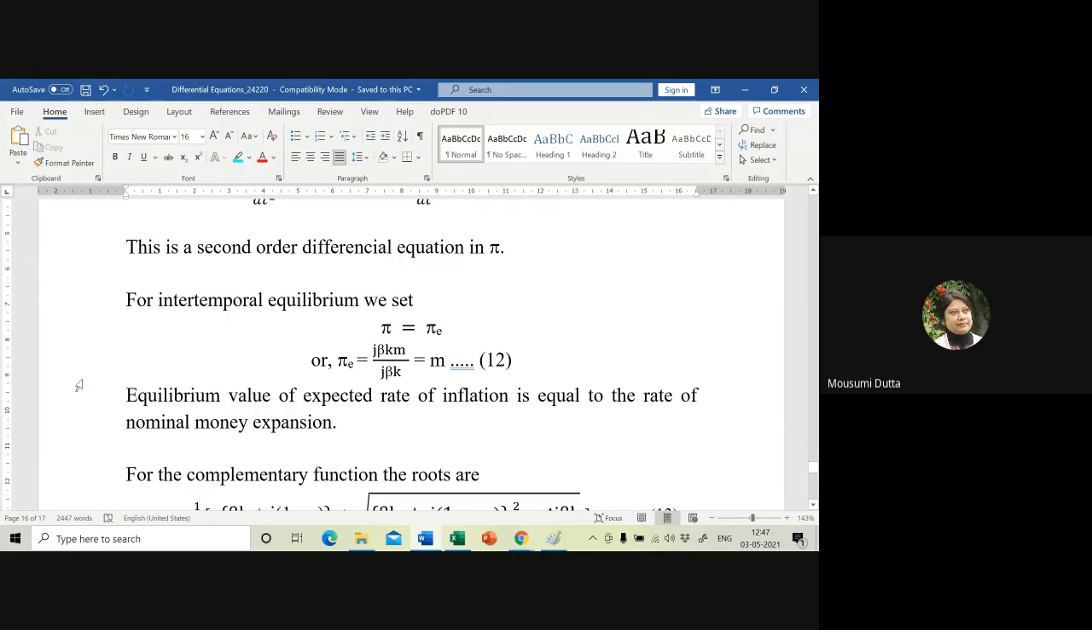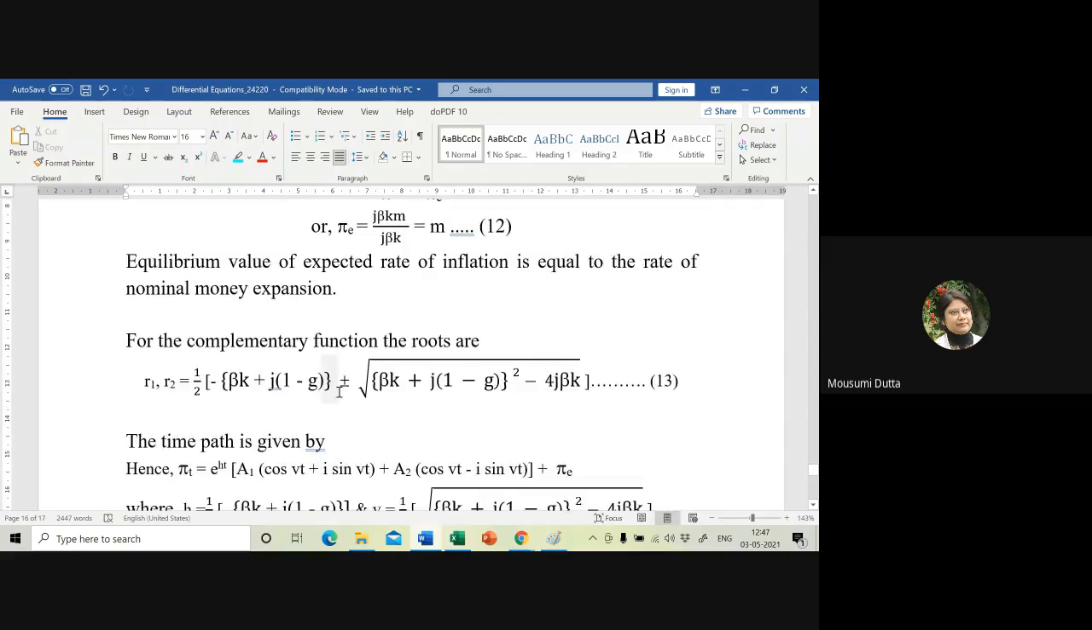Now, when you derived this time path for expected inflation rate using the difference equation framework, I hope everybody got the same result. Pi e was m. Yes, ma'am. So the same thing we are getting here, pi e is equal to m.